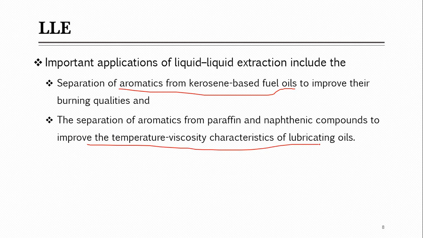So what is the purpose here? To remove aromatics from the paraffinic and naphthenic components. As in the last example, where you were improving the burning quality, here our purpose is to improve the temperature and viscosity characteristics, because all these are hydrocarbons but they have different characteristics. So if aromatics are present in this lubricating oil, which is actually formed of paraffinic and naphthenic compounds, they will cause some trouble.